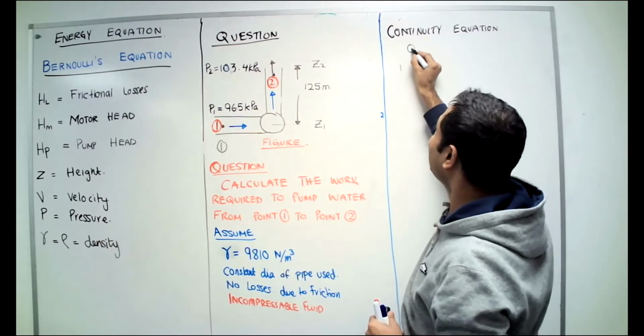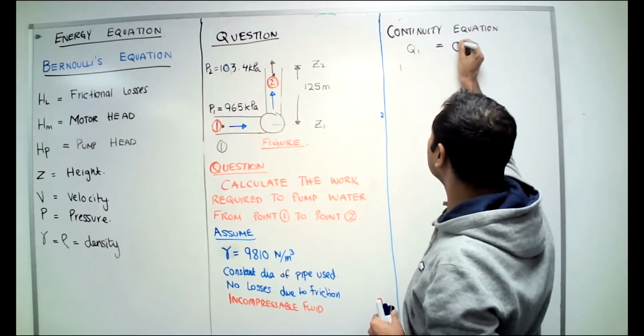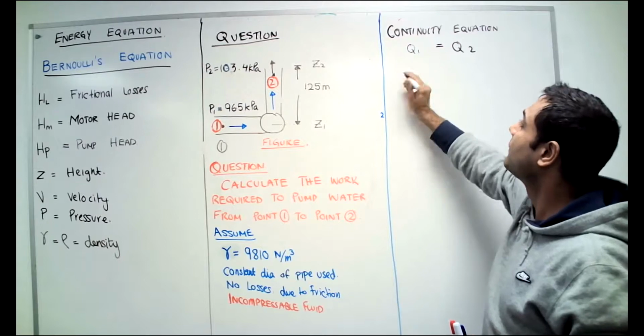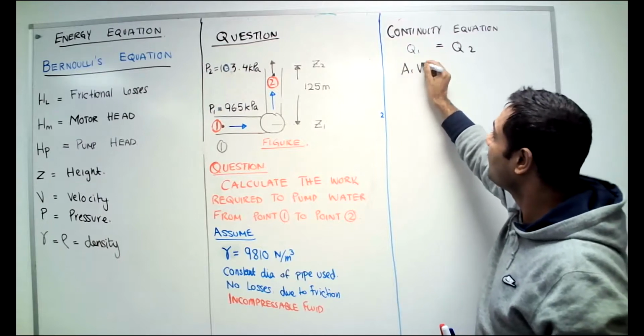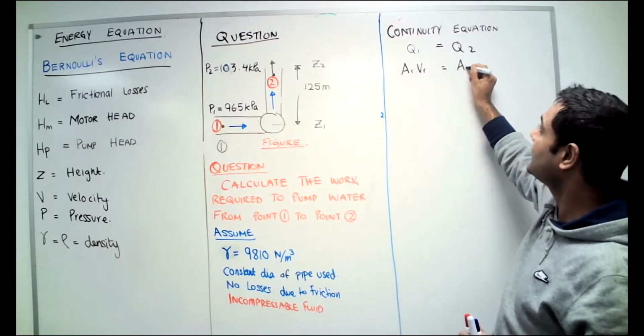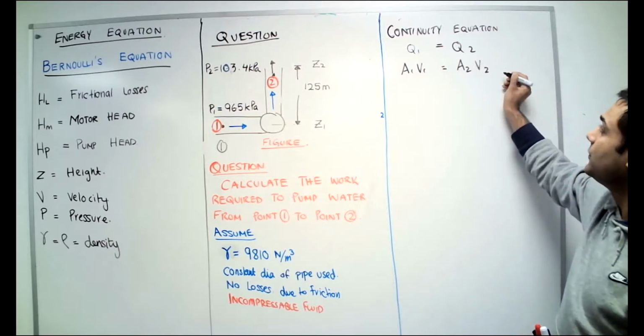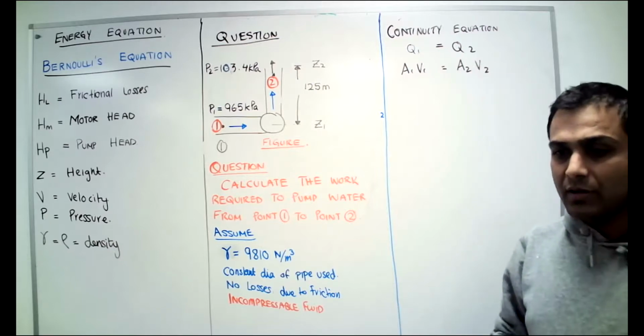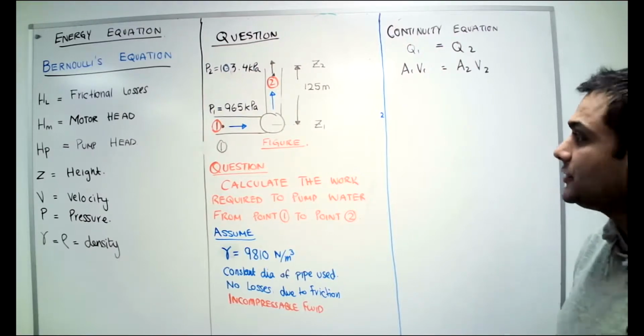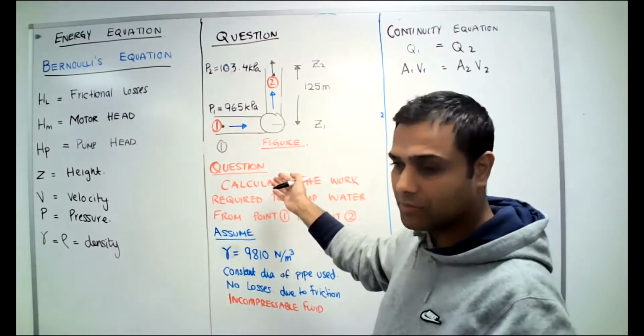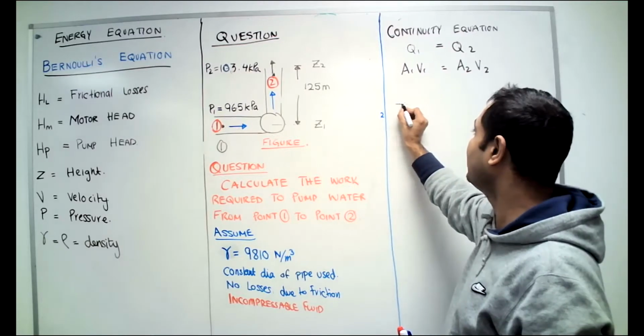Which is flow rate at 1 is same as flow rate at 2. So A1 V1 is same as A2 V2. So we have that equation. We also have the energy equation.